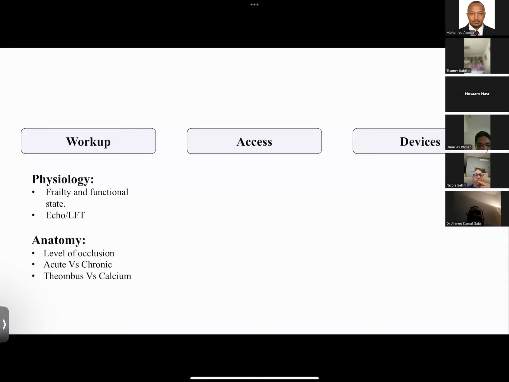And the workup, again, obviously we cannot do CPET studies in those patients because if you're going to reserve this intervention for those with severe claudication or CLTI, then you cannot really do the CPET. But you have to really understand the patient's physiology, frailty and functional state. I always do echoes and lung function tests before the intervention. And obviously you need to do a thin slice CT scan to understand the anatomy and to plan your intervention accordingly.